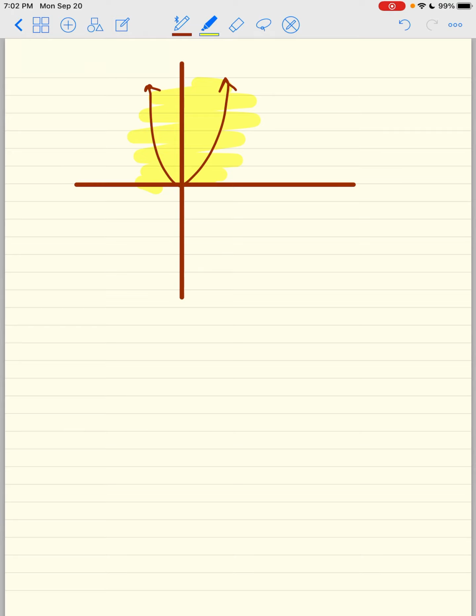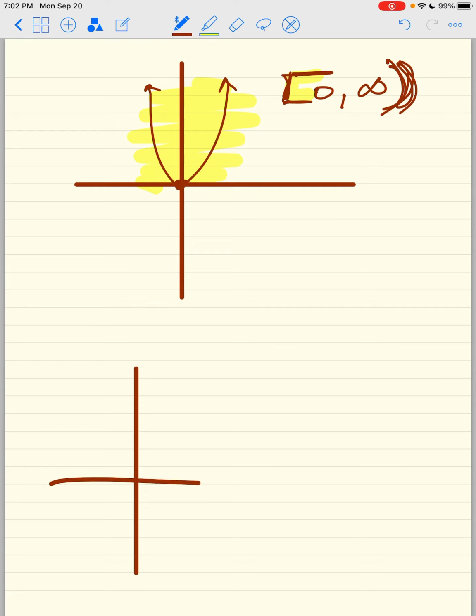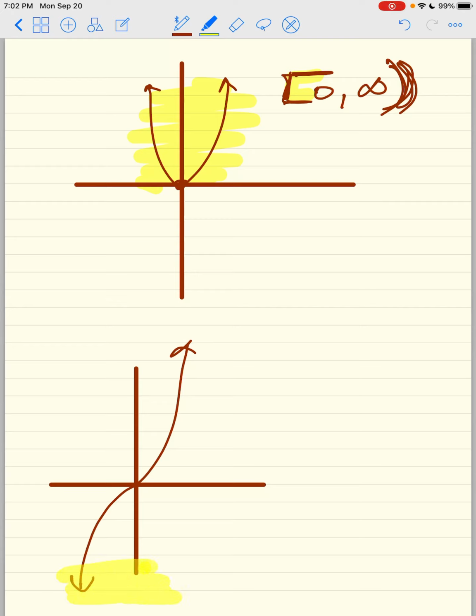Well, I'm going to do it in interval notation. The range is from 0 to infinity. We're going to include the 0 because it includes 0. Infinity is not a number. Okay, what is the range for x to the third? Well, in this case, you get all the y's down here. And see how the graph is all going up and down? So therefore, your range is from negative infinity to positive infinity.